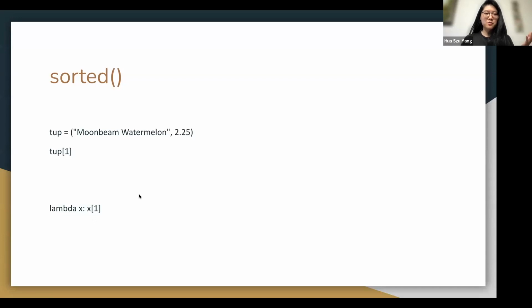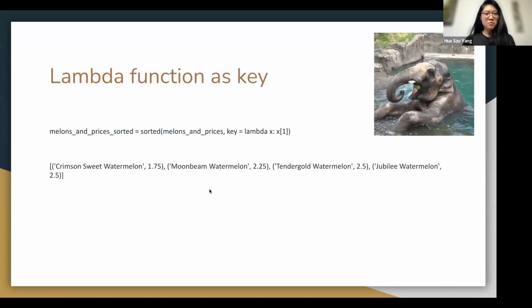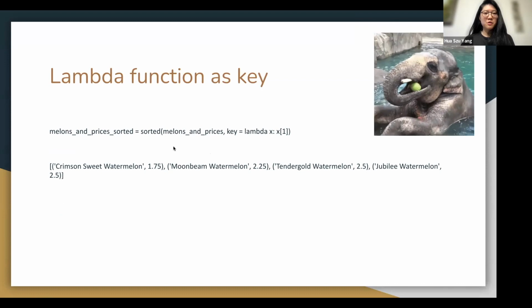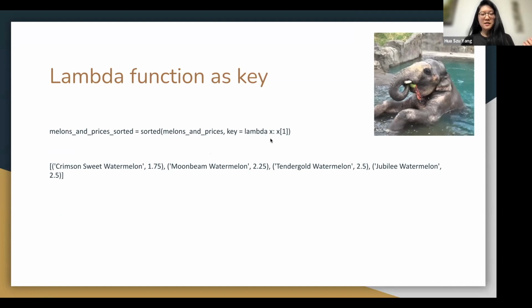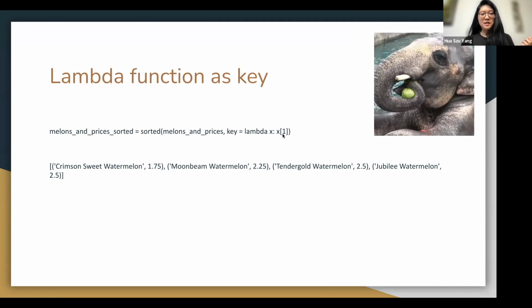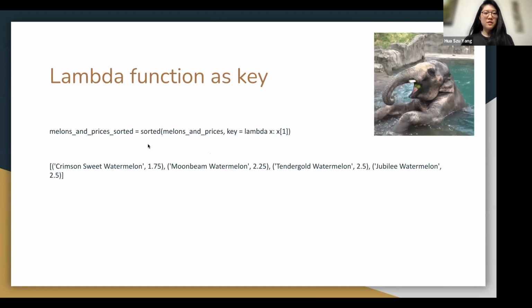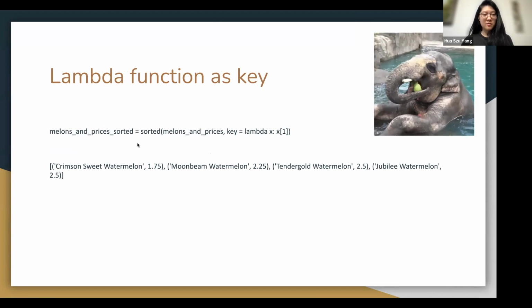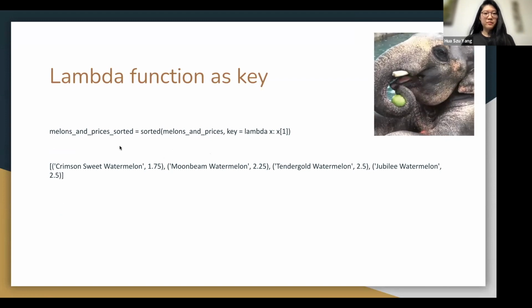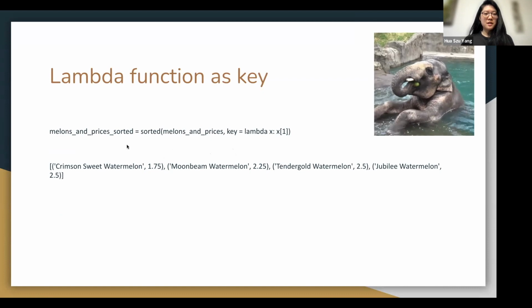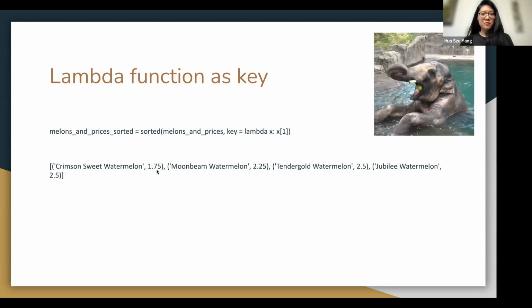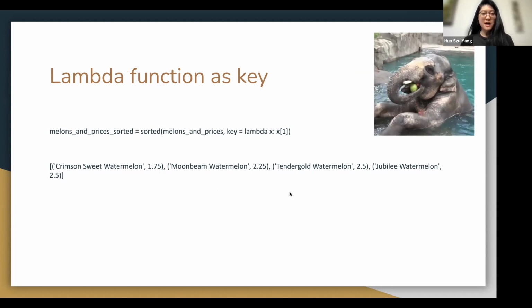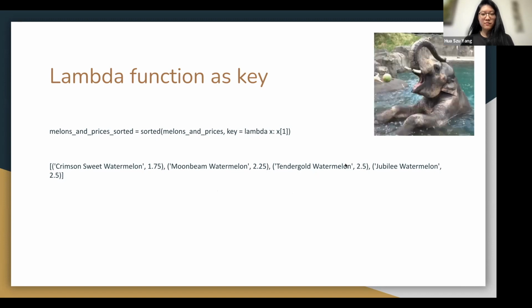And now if we think back to the sorted function, we can put in this function as the key. So we would say, for instance, we want to sort those melons and prices, that list, where the key is this function that returns the value at index 1 from that tuple. And then if we do this, and we look at the new list that we have created based on this sorting, we would get the melons sorted by the price, right now sorted ascending, instead of sorted by the name, which is the other value in the tuple.